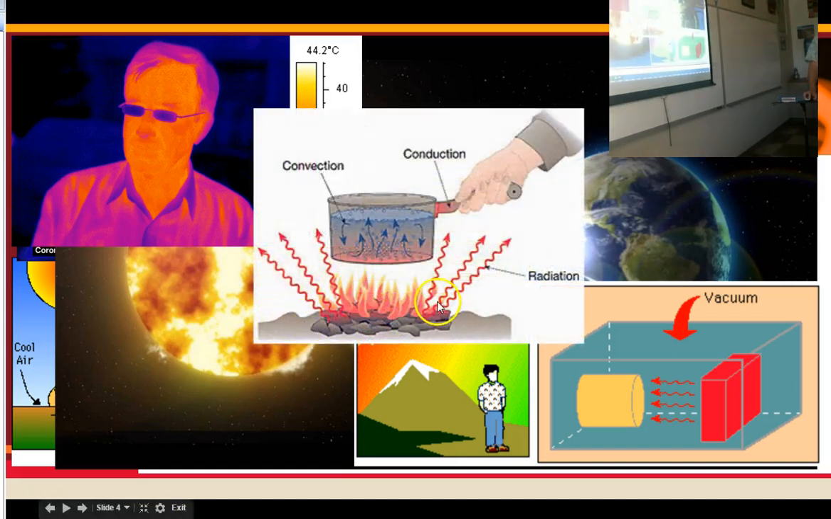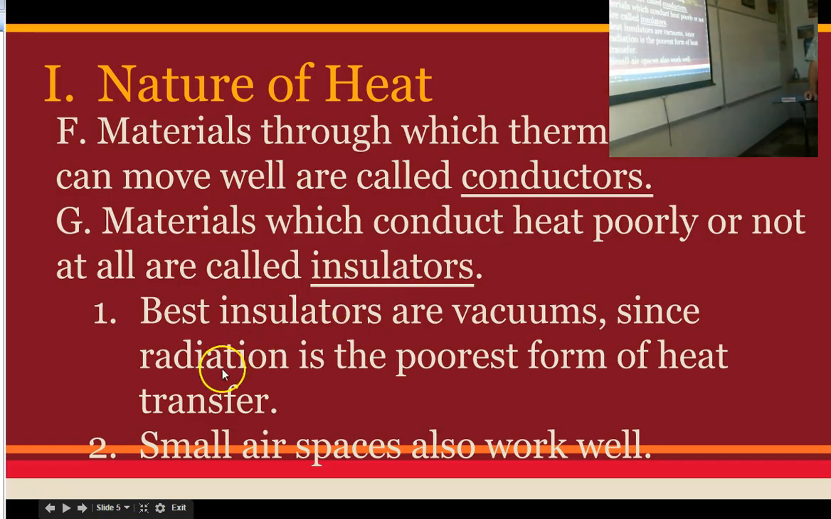This picture shows radiation from the fire to the hand of the person holding the pot, conduction from the pot to the hand of the person holding the pot, and convection within the pot. There you go.